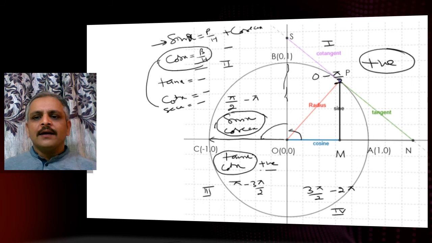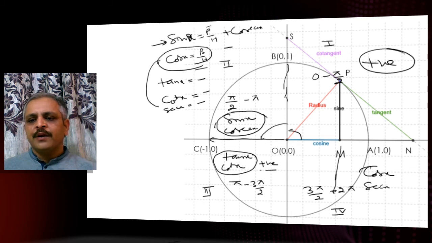And in the fourth quadrant, as my base is positive but perpendicular becomes negative, wherever perpendicular is involved, that will become negative. So cos x will be positive and its reciprocal sec x will be positive, and the remaining t ratios will be negative.